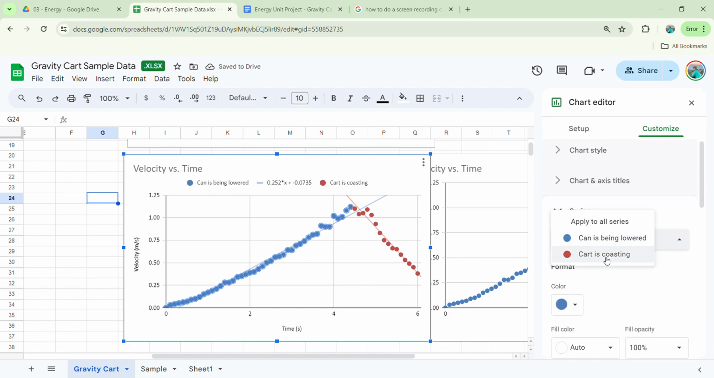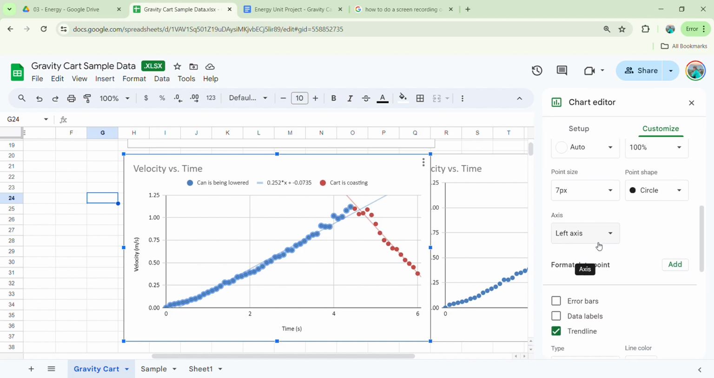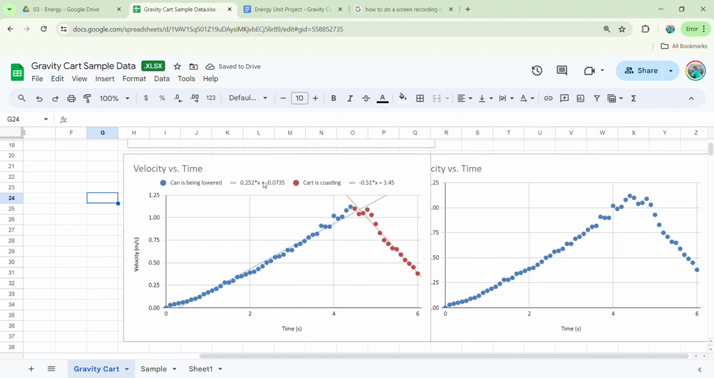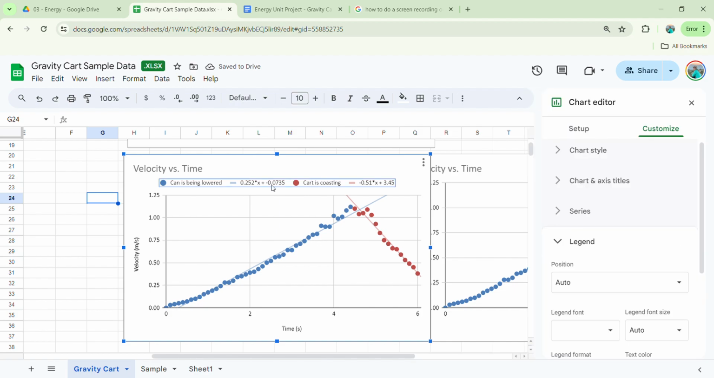And then we can go up here, do the same thing to Cart is Coasting. Trend line should be checked, and under Label, you're going to hit Use Equation. And what this has done is it's just given you the equation for each of these.